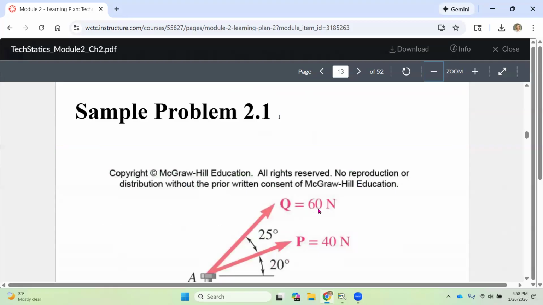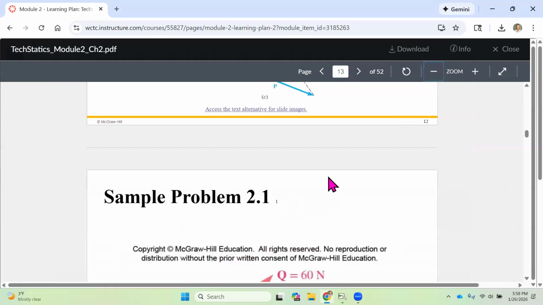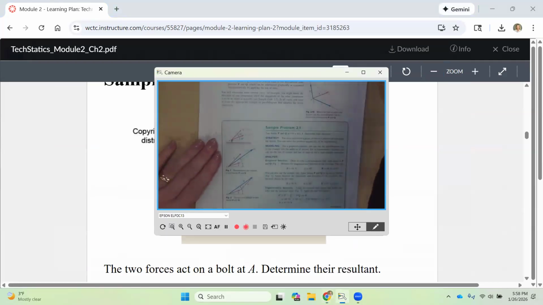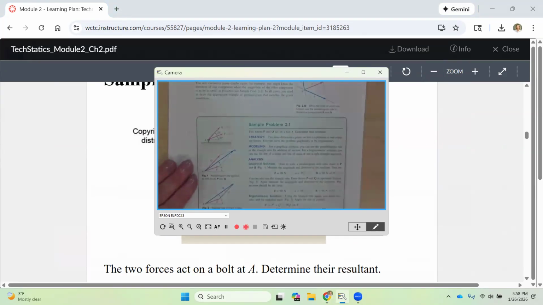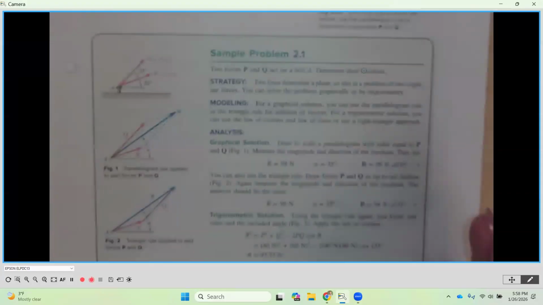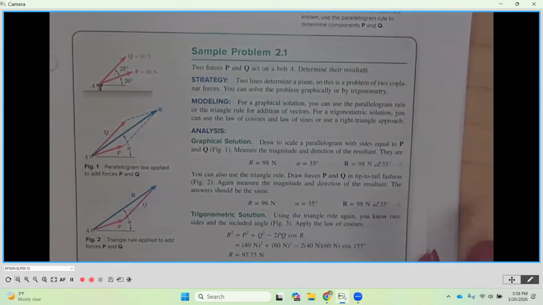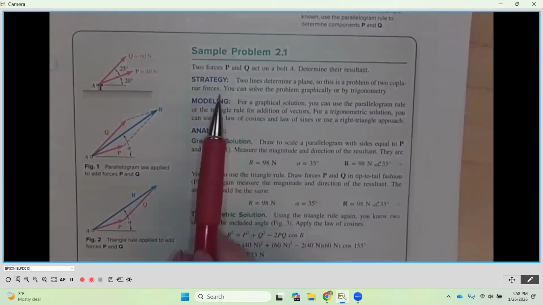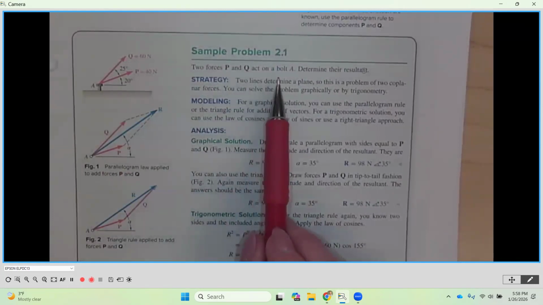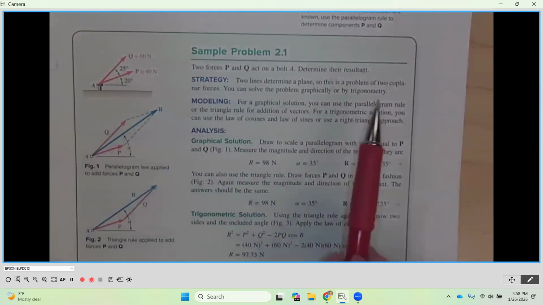Our first sample problem is going to be 2.1, and 2.1 is found on page 23. So underneath my camera, I'm going to zoom out, zoom in a little bit, focus. We are going to find sample problem 2.1. It says here, we have 2 forces, P and Q. They act on a bolt, A, right here. Determine their resultant.